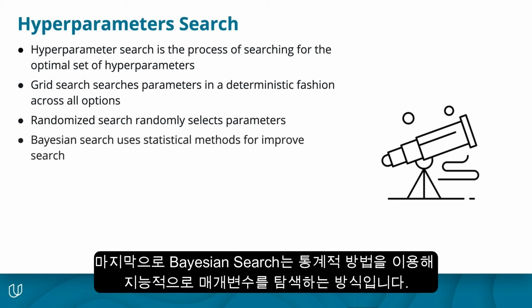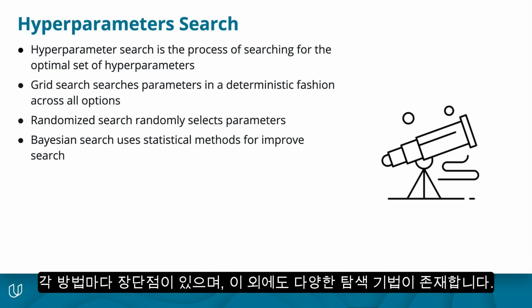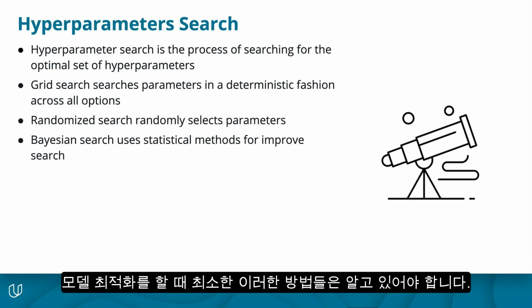Lastly, Bayesian search is a method where, using statistics, you intelligently search a set of parameters, updating how you select the next set based on the results of the previous parameter searches. Each of these has trade-offs, and this by no means is the entire list of search methods. You should at least be aware of these when optimizing your models in the model deployment workflow.